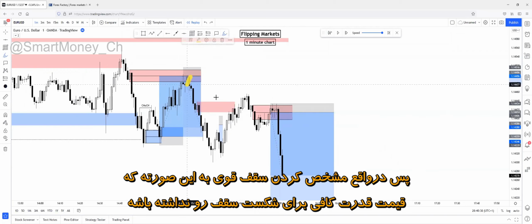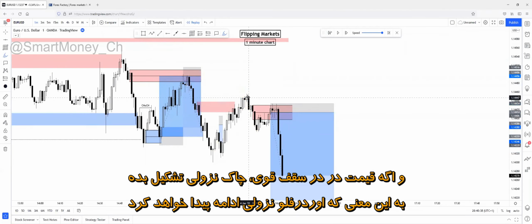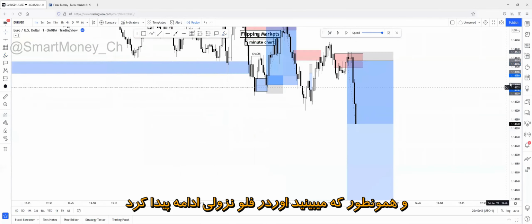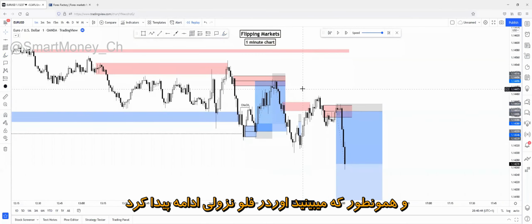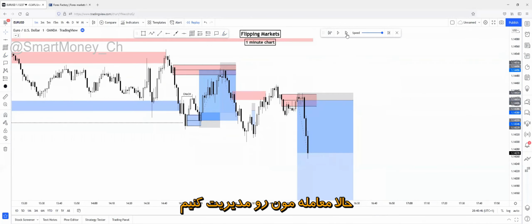So basically, if price changes character on a strong high, that means price is not strong enough to break above this strong high point. And if it changes character on a strong high point, that means the continuation of the overall order flow will happen. And as you can see, the continuation of the overall order flow has happened. Let's just manage our trade.